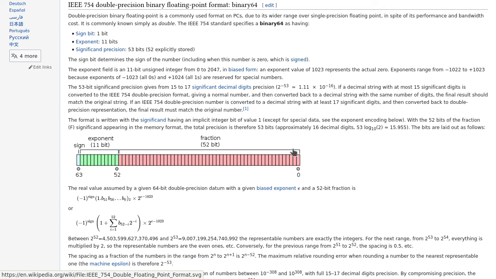And that name should automatically prompt you to go, so if there's a double, does that mean there's a single? Yes, there actually is a single precision floating point number, and it is not being used too often anymore because it doesn't have enough precision for a lot of stuff.